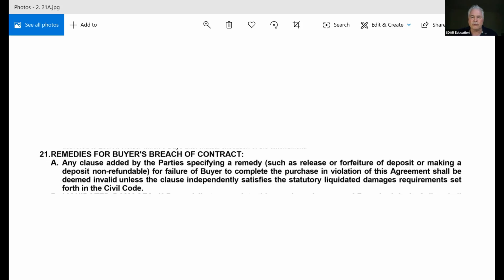And the minute you try to draft this language, you are definitely giving legal advice. Okay. We want to stay away from that as much as we can.